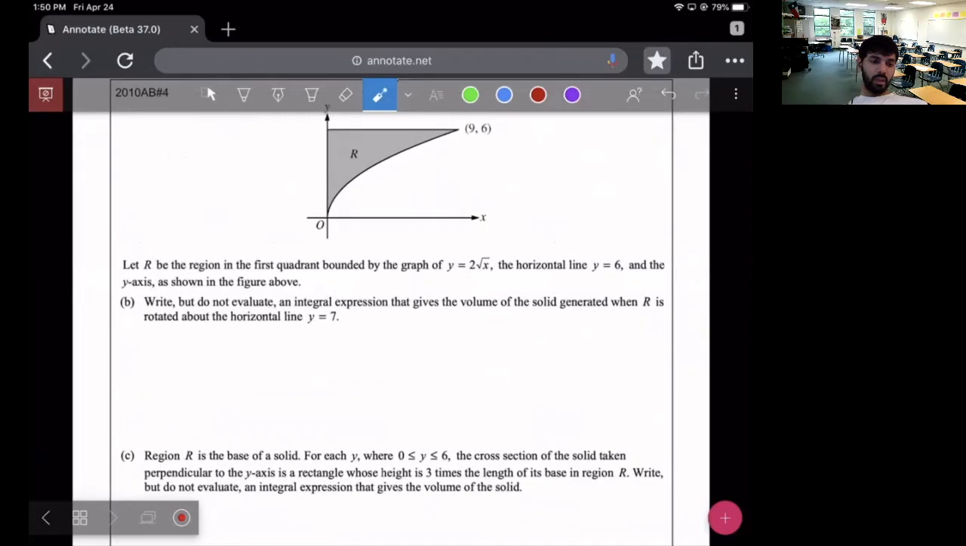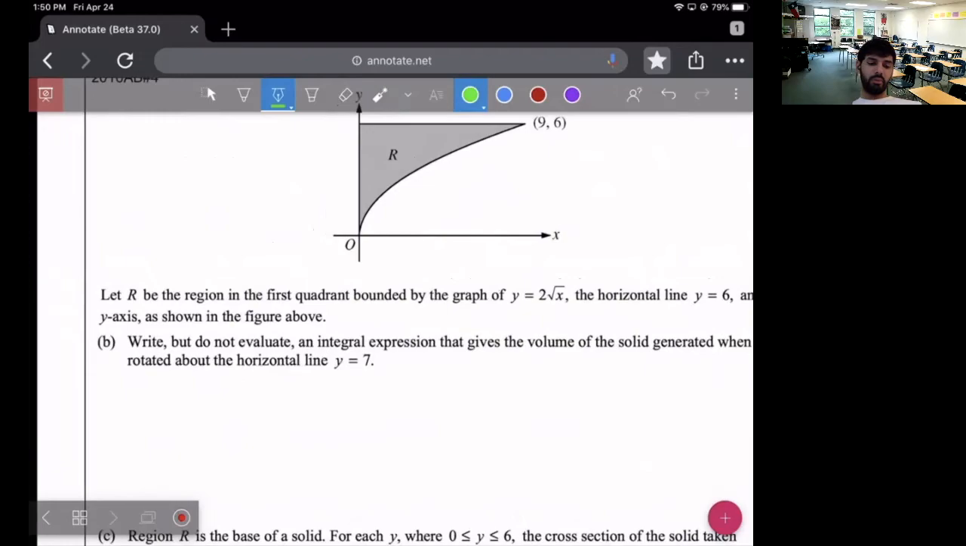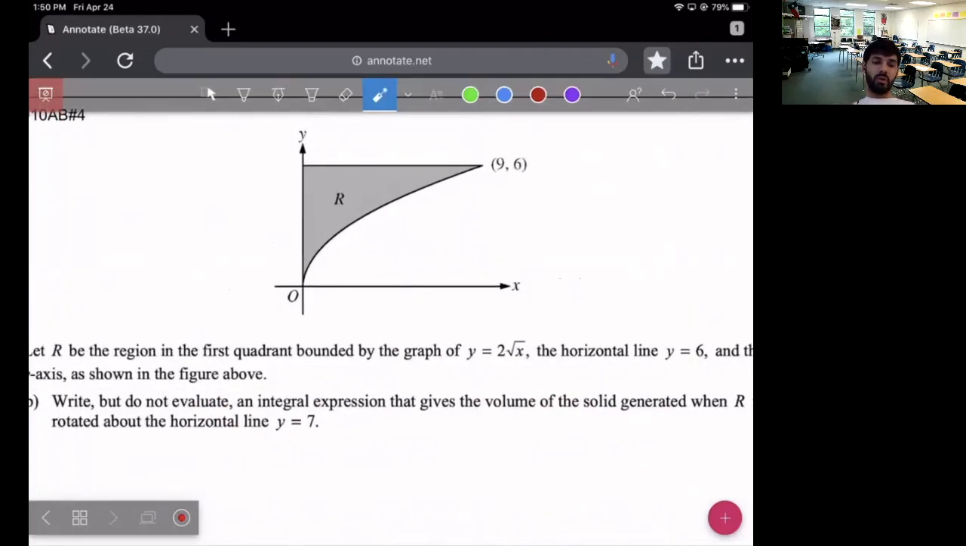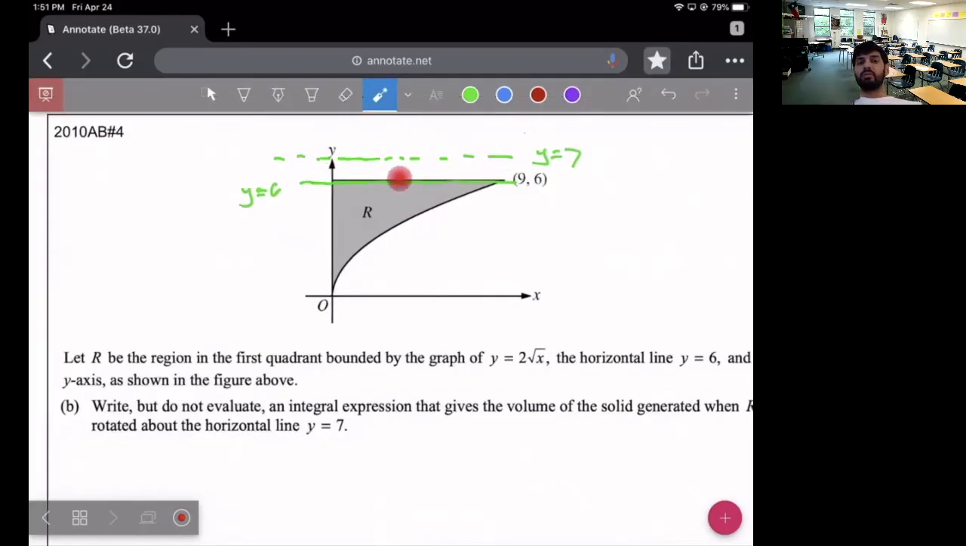Here we have 2010 number 4, part B and C. For part B, we just need to write but not evaluate. This volume is going to be revolved around the horizontal line y equals 7. If you notice, this line right here is actually y equals 6, because the straight horizontal line is y equals 6. y equals 7 is 1 unit above that. So that means this whole thing is being revolved around it. You see this airspace inside of here, so this is a washer method.